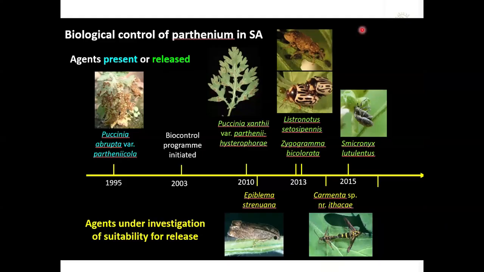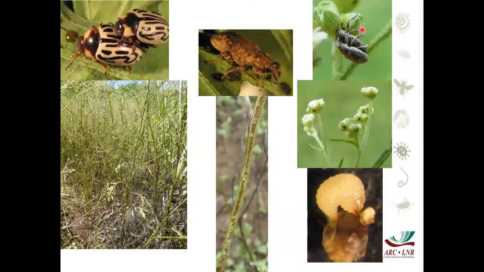In South Africa, we've got 5 different agents: 2 rust fungi and 3 insect agents that are present in the country. And we're also working on others, on a root crown boring moth, because we need to increase the level of damage that is happening and the extent of it. But after, say, about 5 to 10 years, we are seeing agents spread. We're detecting them, say, 3 to 5 kilometers from where they've been released.